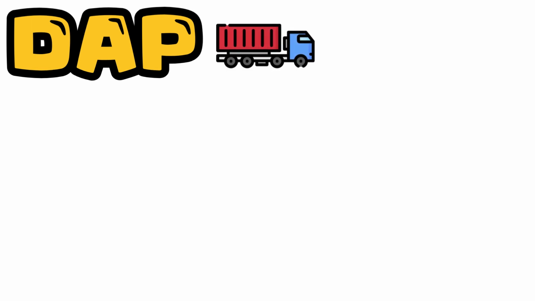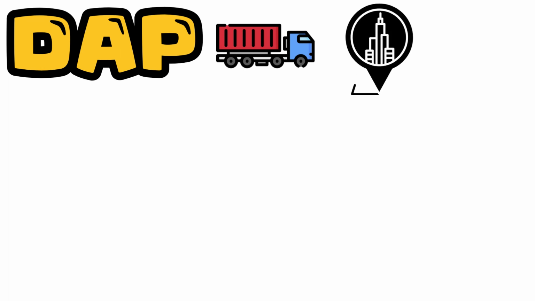4. DAP, delivered at place. DAP is a flexible term. In a DAP transaction, the seller is responsible for delivering the goods to a named place, which could be the buyer's premises, a specific warehouse, or any other agreed-upon location. The seller covers all costs up to that point, excluding import duties and taxes.